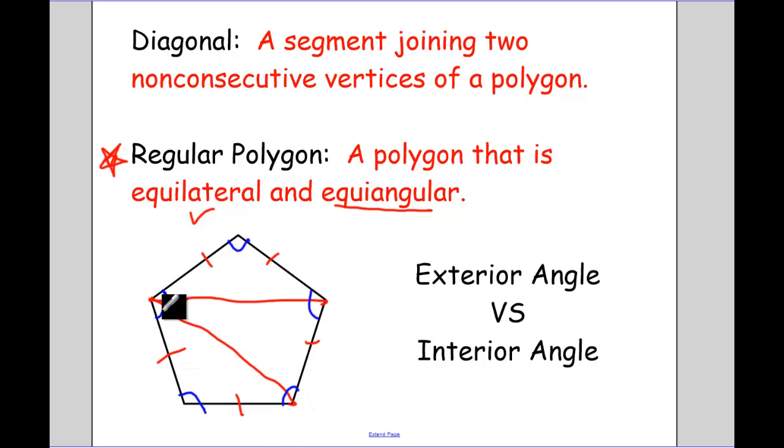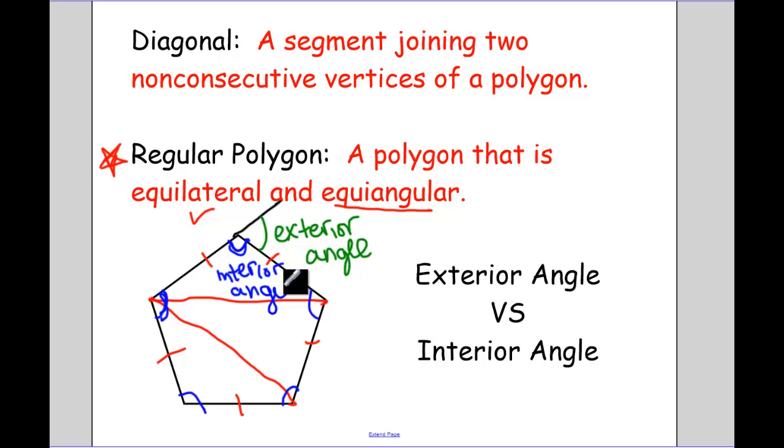Now these angles that I've arced in blue, that angle is an interior angle. This is an interior angle. If we were to take one side of our polygon and extend it, this angle here would be an exterior angle. Versus inside here, that was an interior angle.